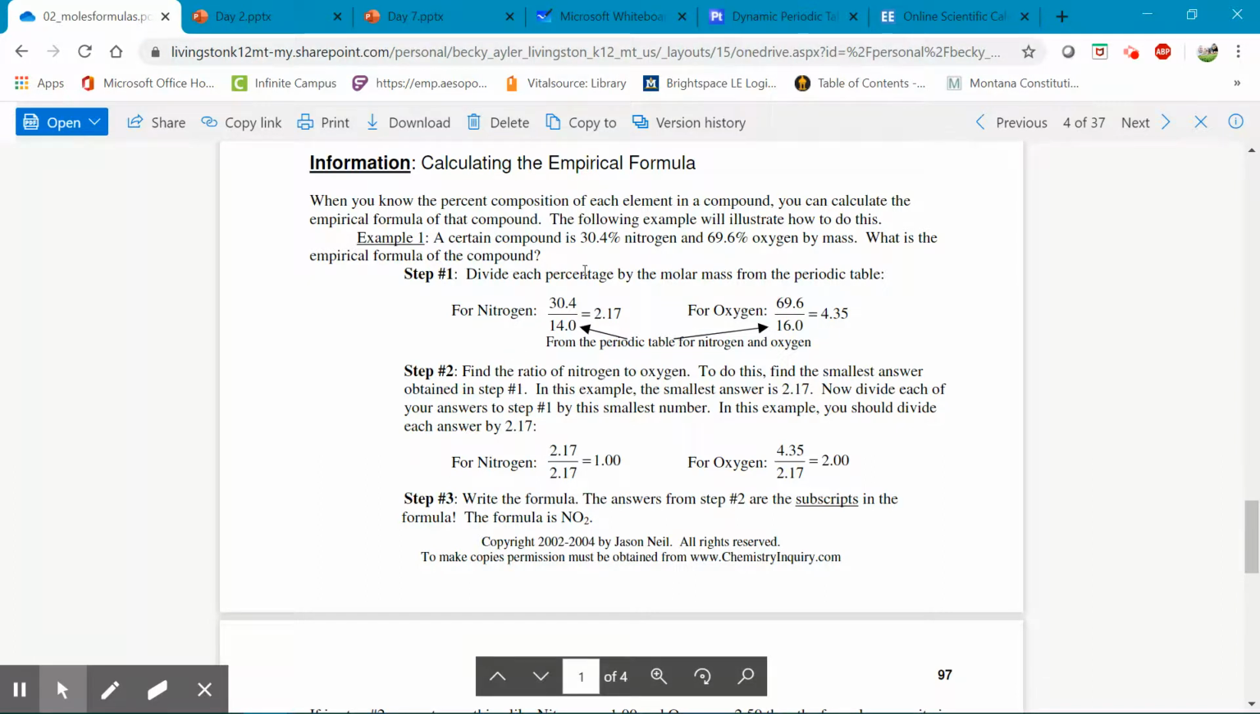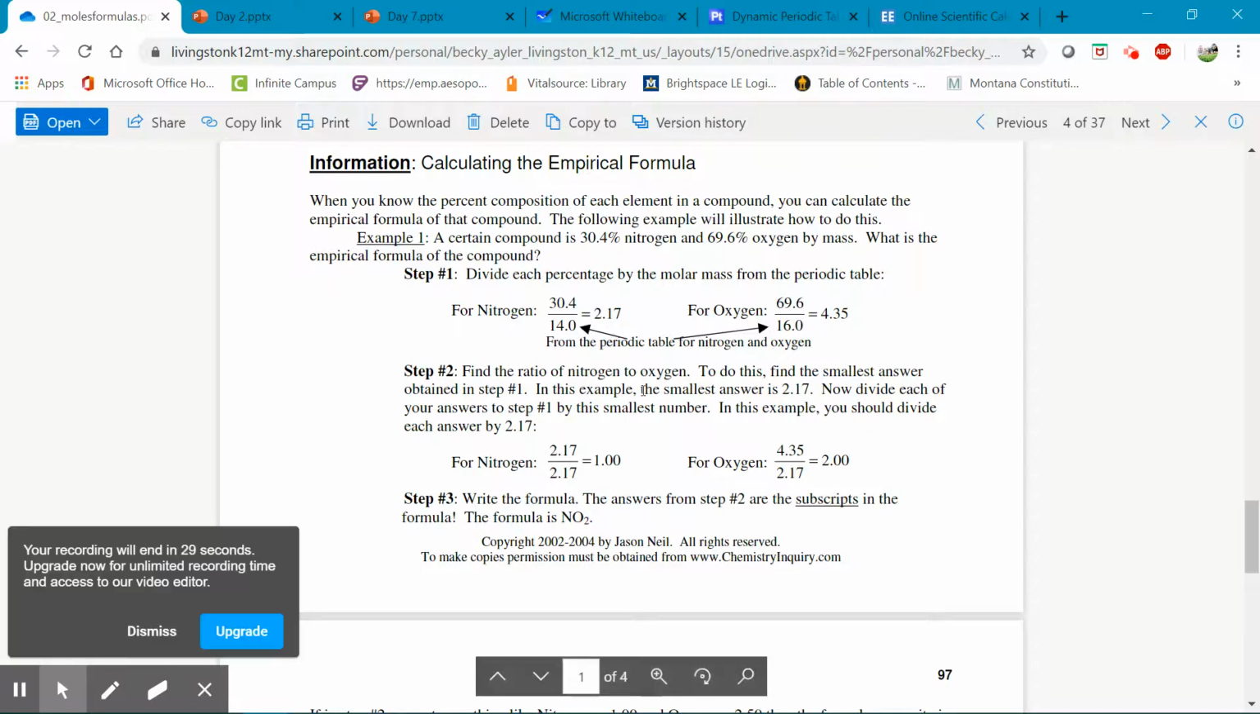initial problem, what we would do is we would start with each of those percentages and divide them by the masses for those elements. I am getting the alert that this is going to end in 20 seconds, so we'll do another link here in the second video.